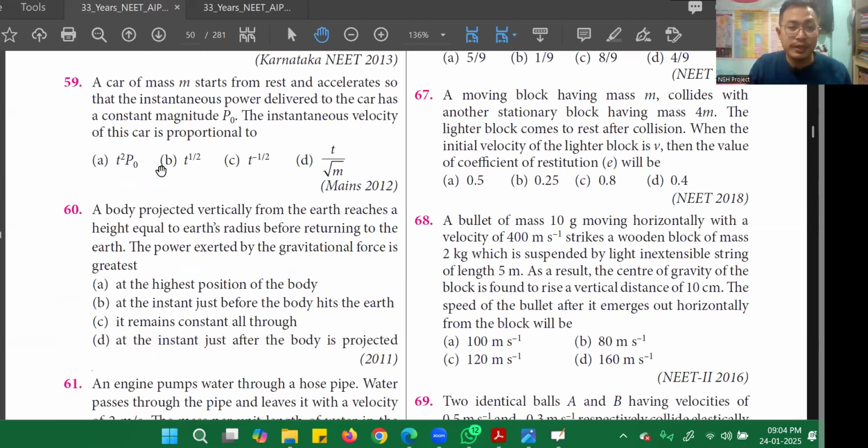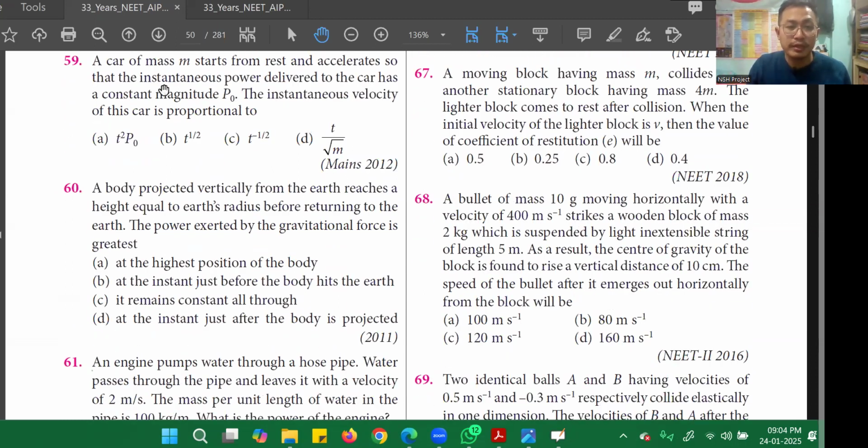So question number 59, question number 60. A car of mass m starts from rest and accelerates so that the instantaneous power delivered to the car has a constant magnitude p naught. The instantaneous velocity of this car is proportional to?